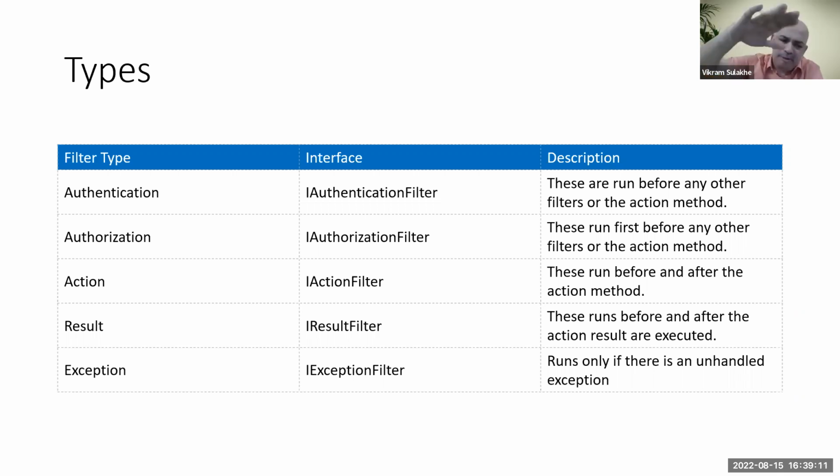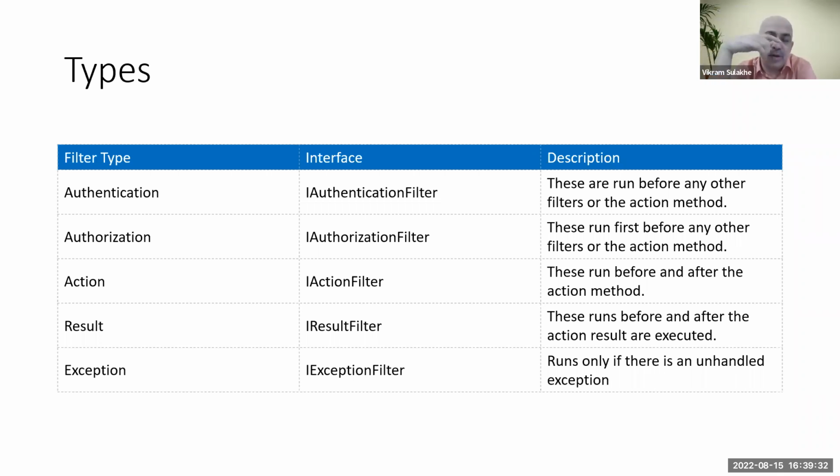Now this is the normal flow. When you hit a method, it first tries to authenticate you. Authorization is run. Then the action filters and the result filters are run. So this is a normal method being run, and if there was no problem in the method, then there's no issue.